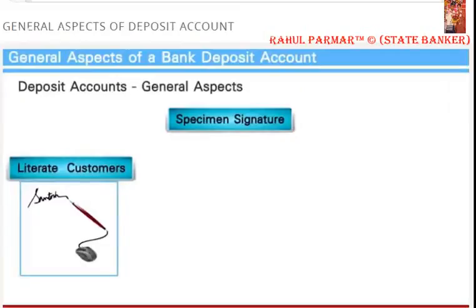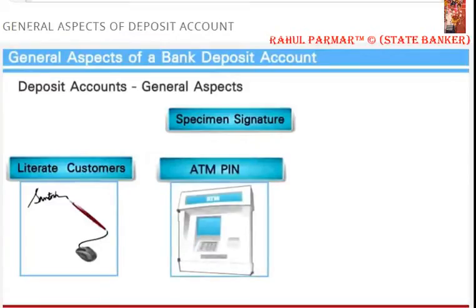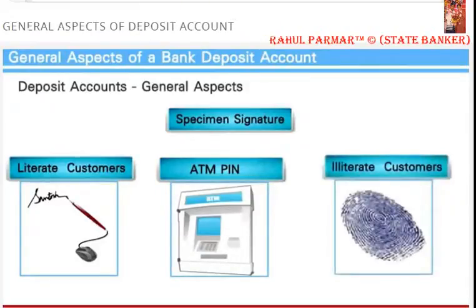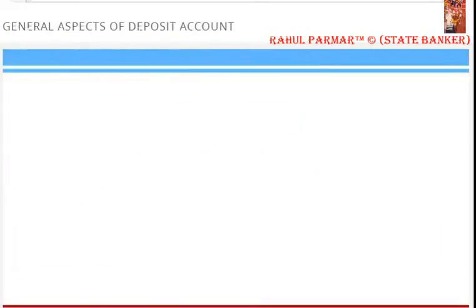The specimen signature of the customer is obtained on the account opening form in the presence of the bank staff, and it is attested by an authorized bank officer in the form itself. In respect of credit or debit cards, customers are given specific personal identification numbers or PINs by the banks. In the case of illiterate customers, banks take the thumb impression for identification purposes.